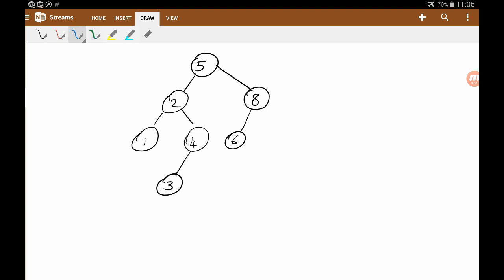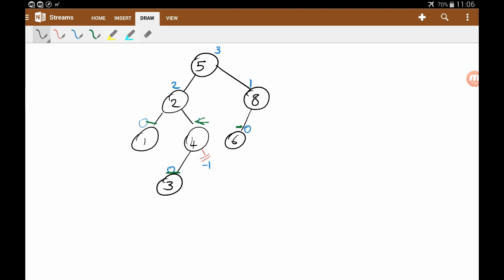Well, let's fill in the heights. So we've got 0, 0, 0. That will be 1. This height will be 2. This height will be 1. And this height will be 3. All these leaves are balanced, so we don't need to worry about them. We can see that 4 is left heavy, but the difference is only 1. It's 0 and minus 1. So 0 minus minus 1 is simply 1. So we don't need to worry about that.